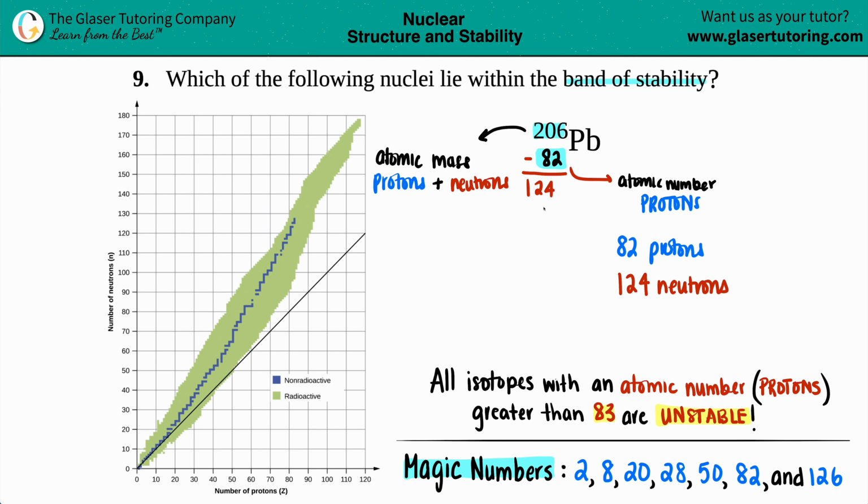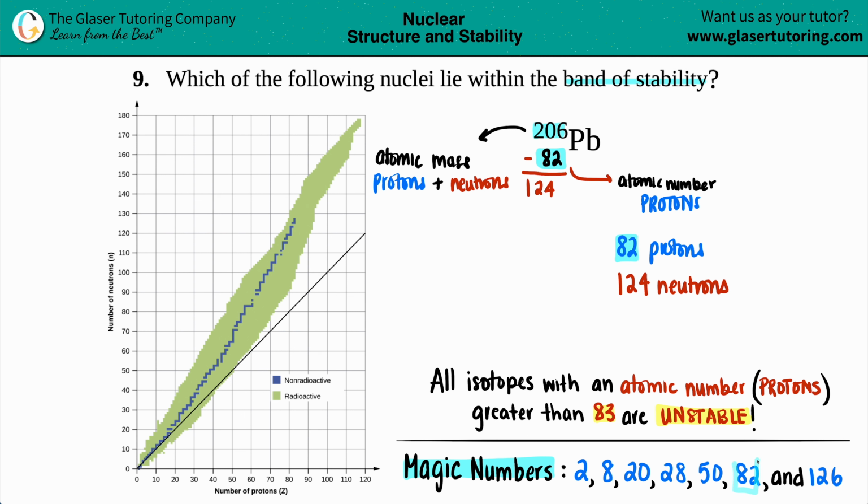Okay, beautiful. So the first thing, always check your magic numbers. Now, if you have either protons or neutrons as either one of these 7 magic numbers, we will be in the band of stability. So let's see. I'm looking for either an 82 or a 124. And we have an 82.